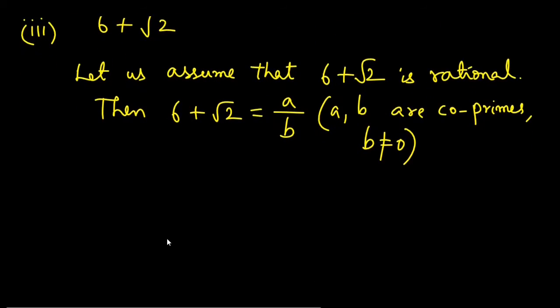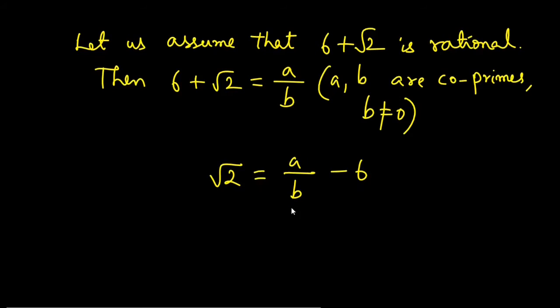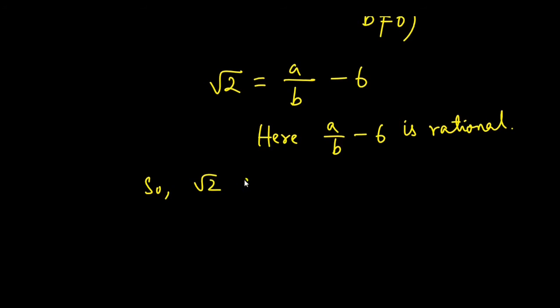Now keep only root 2 on the left side and send 6 to the other side. So root 2 is equal to a by b minus 6. So here we know a and b are integers. So a by b is a rational number and 6 is also an integer and a rational number. So therefore a by b minus 6 is also rational. So root 2 should be rational.